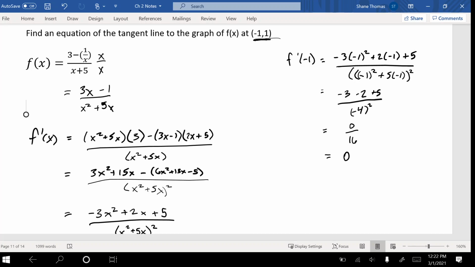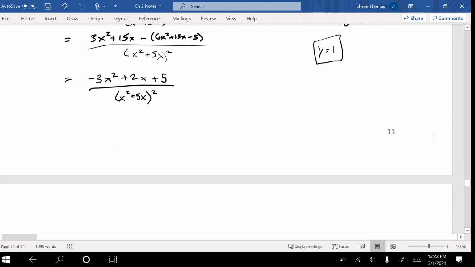So then if I want an equation of the tangent line to the graph there, well, my slope is 0, so I'm just going to have y equals 1, right? Questions? So it'd be a horizontal line. Okay.